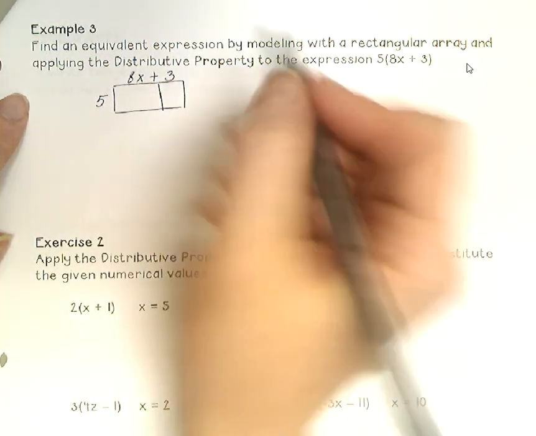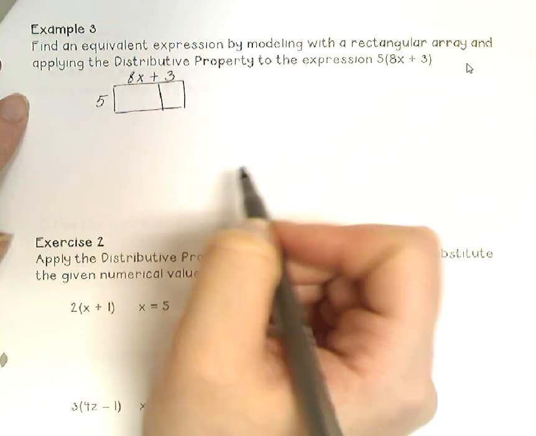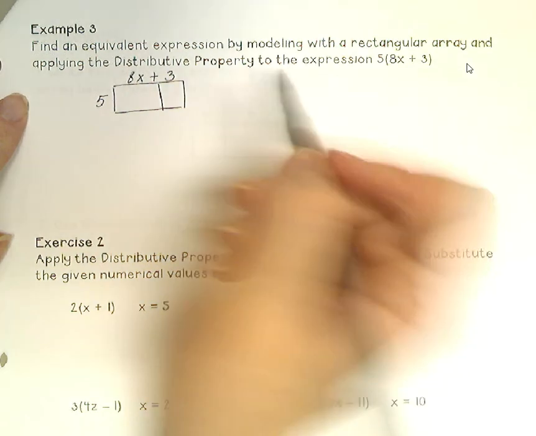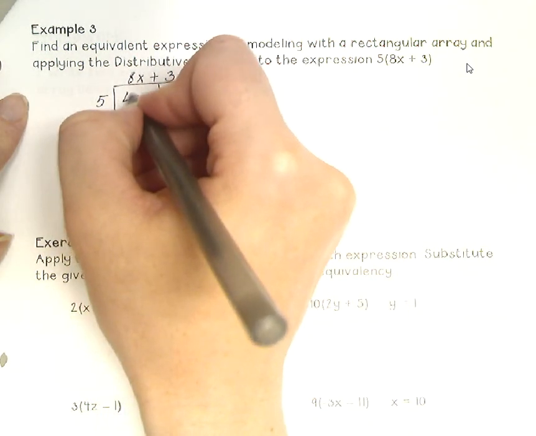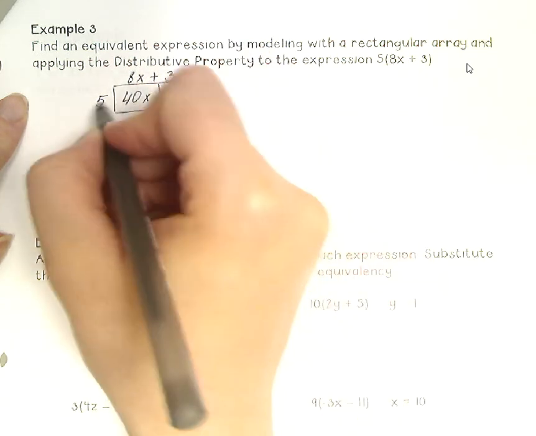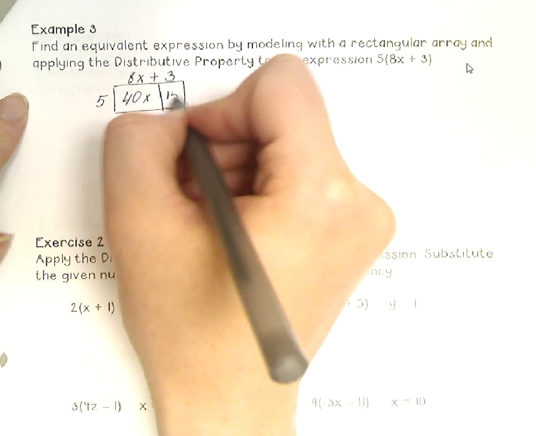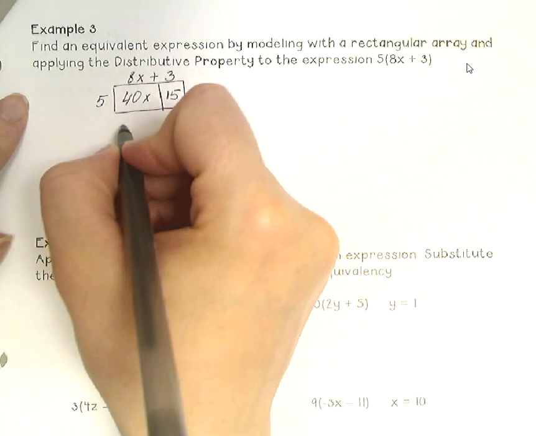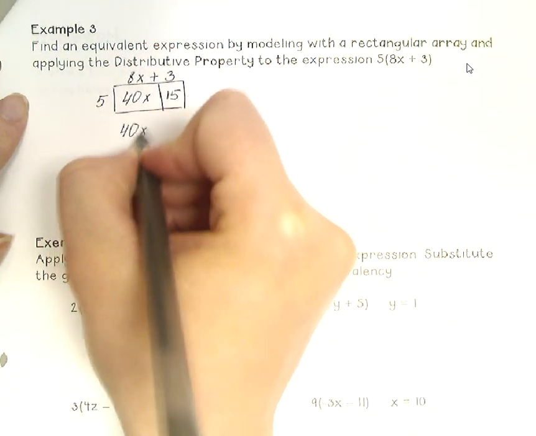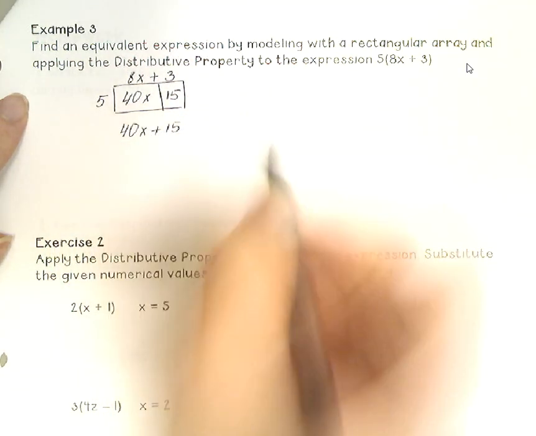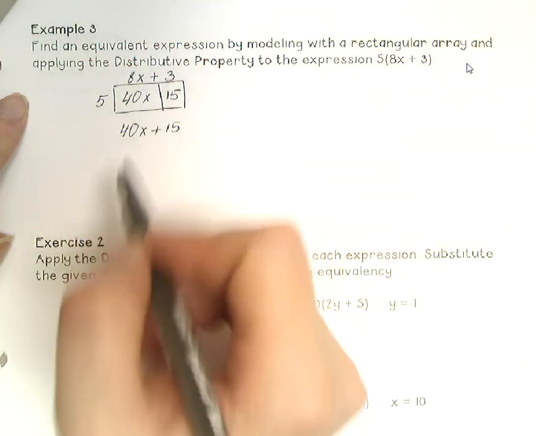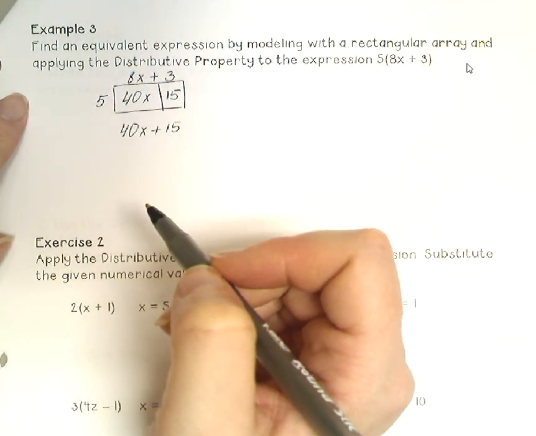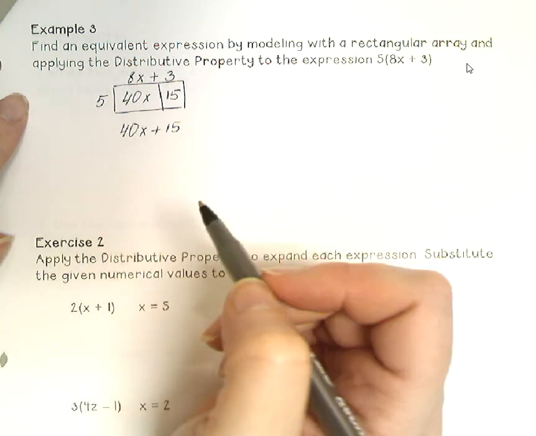So instead of doing it 5 times, I can just write 5 and I can combine them all and multiply. 5 groups of 8x will give us 40x, and 5 groups of 3 will give us 15. So what I will have is 40x plus 15. I cannot do anything else because these terms are not like terms, so I can't combine them anymore. That's the lowest I can go.